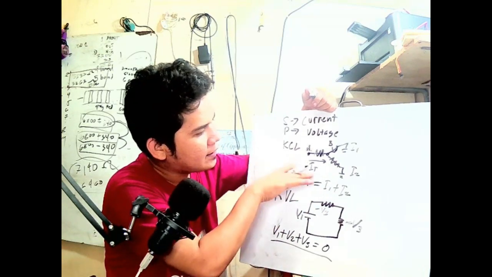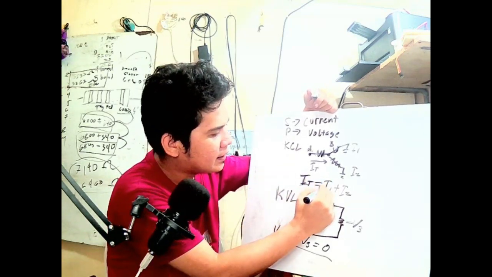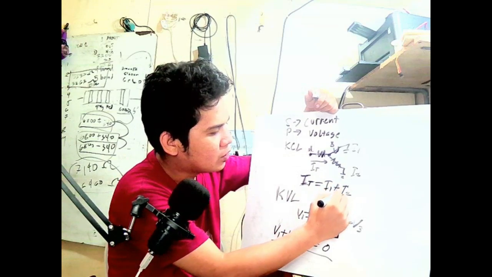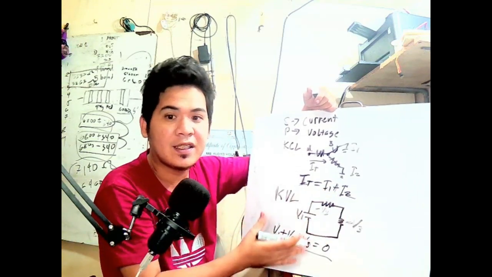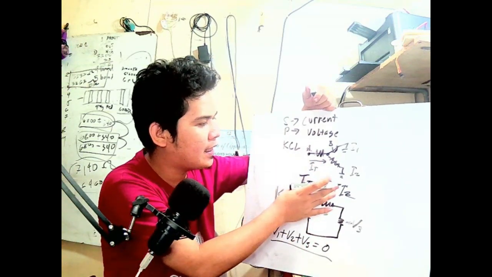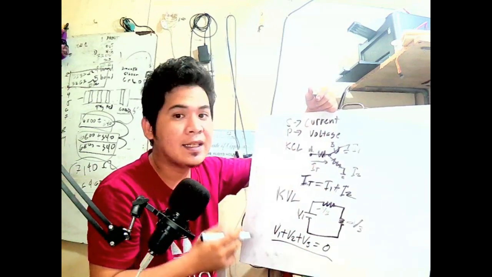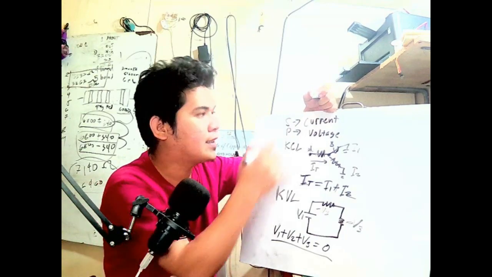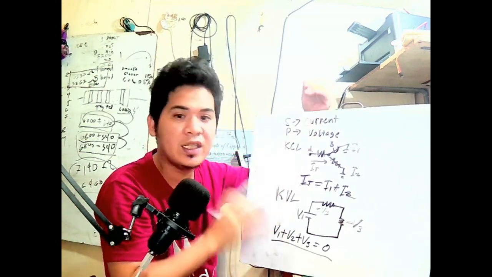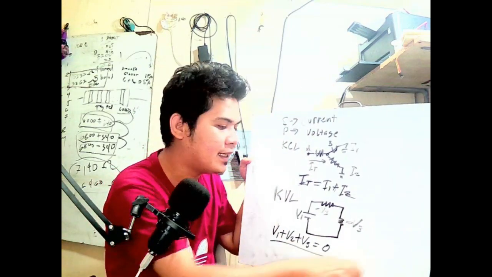Yung ating KCL is the current that enters the node must be equal to the current leaving the node. So, ito yung mathematics representation ng KCL and KVL. At ito naman yung properties ng ating series and parallel na circuit. Okay? So, kung alam natin to, hindi na tayo mahihirapan sa pag-circuit analysis.